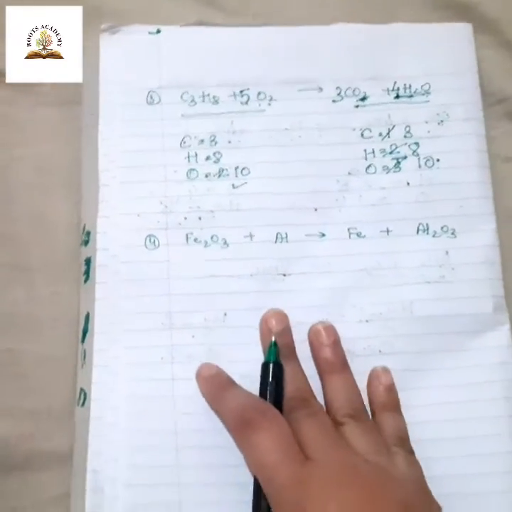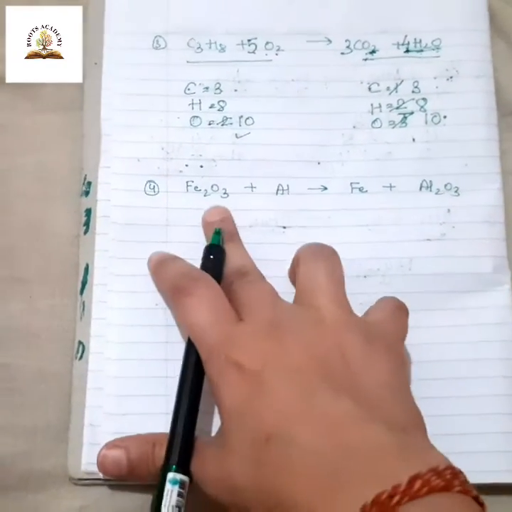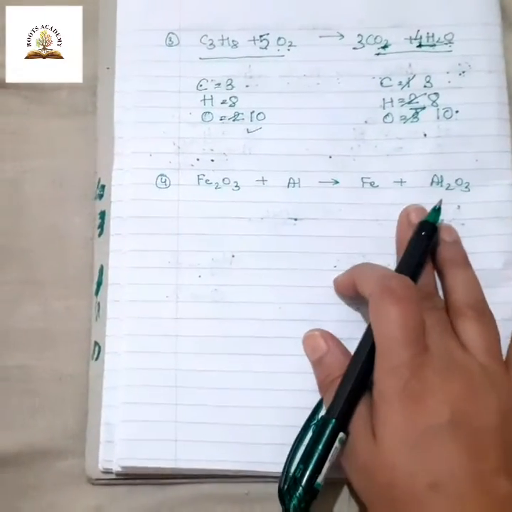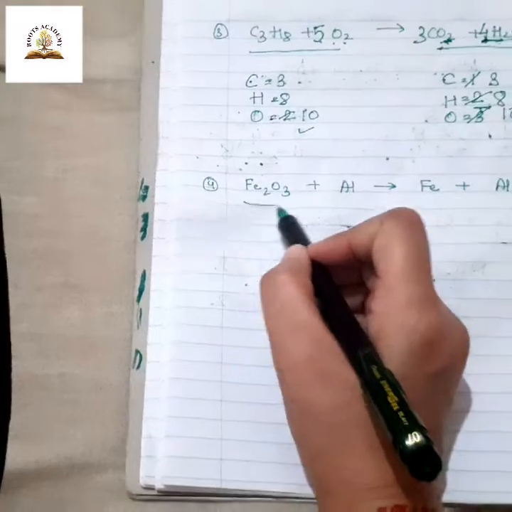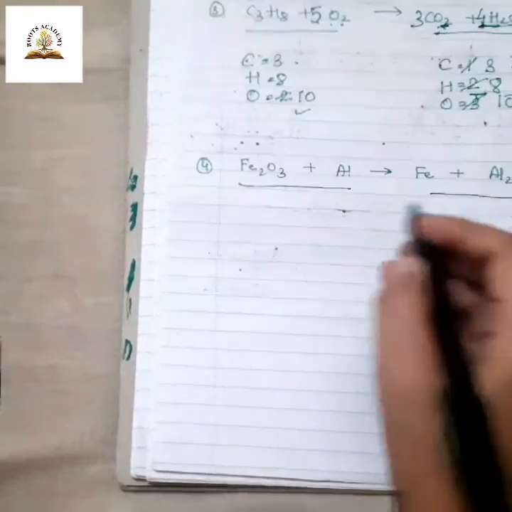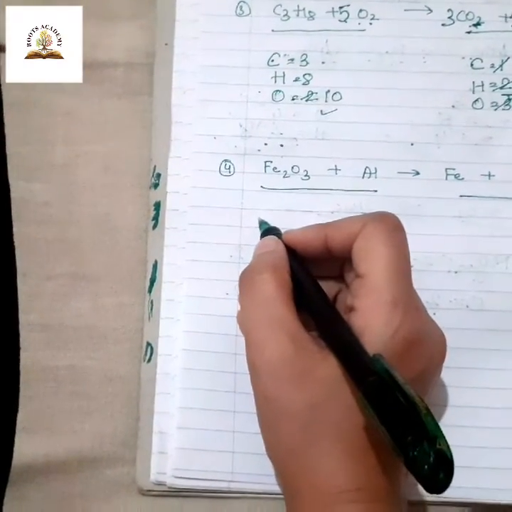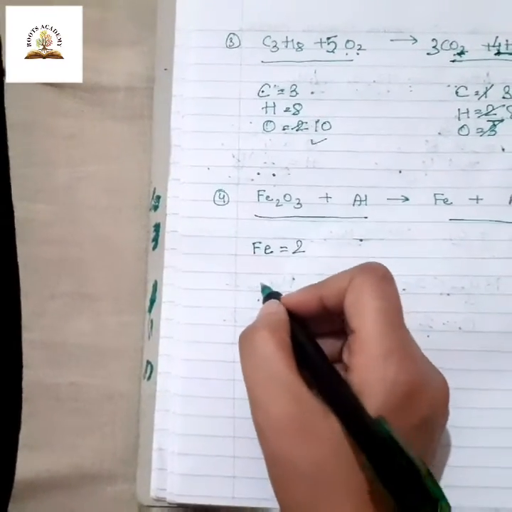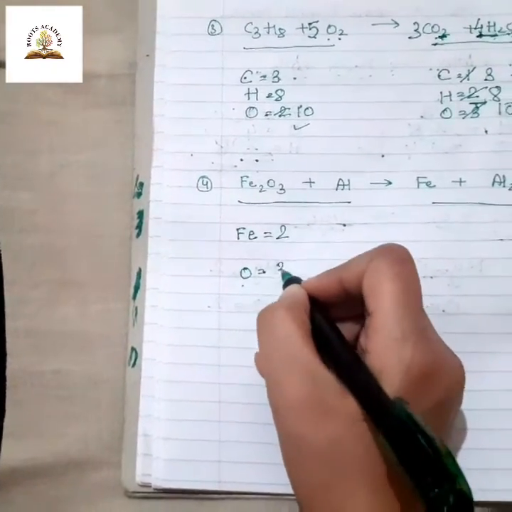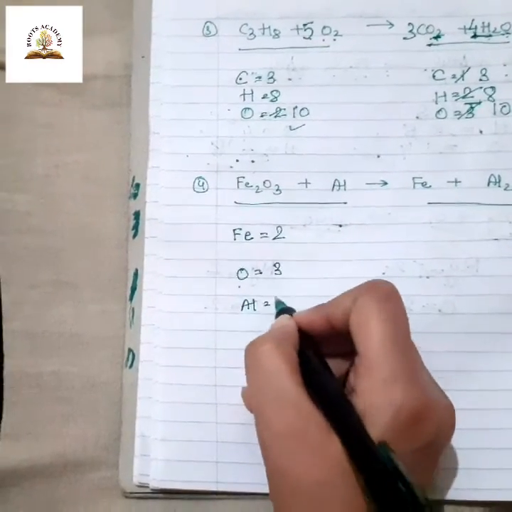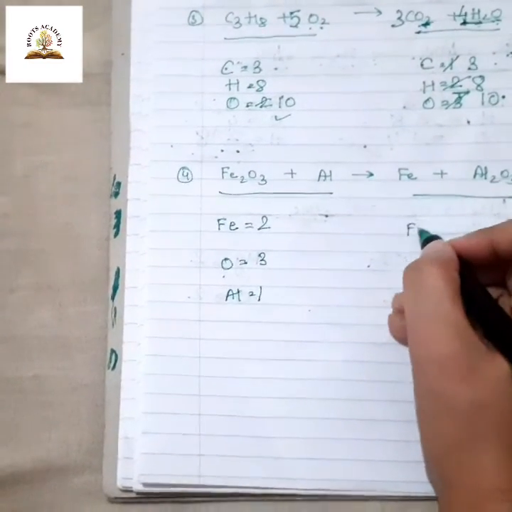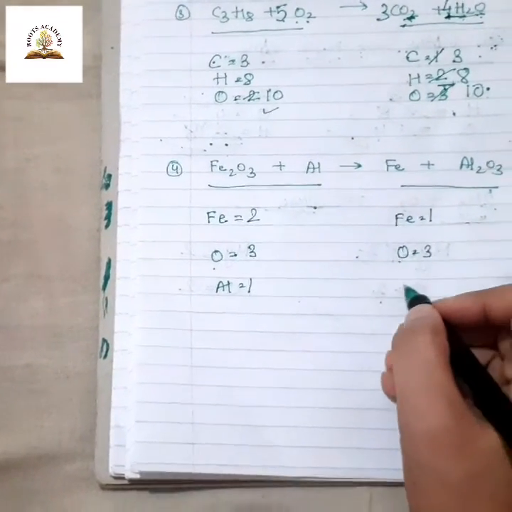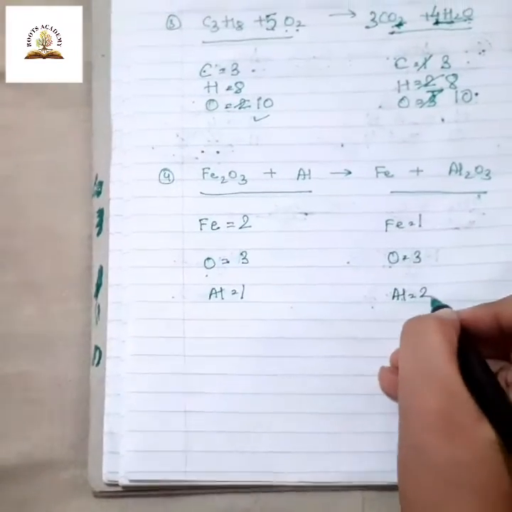Okay, the last example we are going to solve is Fe2O3 plus aluminium forming Fe plus Al2O3. Let's balance this. Again this is your reactant and this is your product. Whatever elements there are, write down how many of each. Fe, how much is there? 2. Oxygen on the reactant side? 3. What about the aluminium? 1. Here my Fe is 1, oxygen is 3, aluminium is 2.